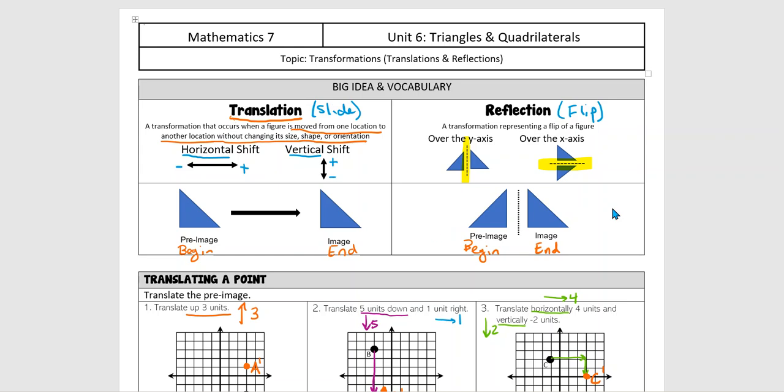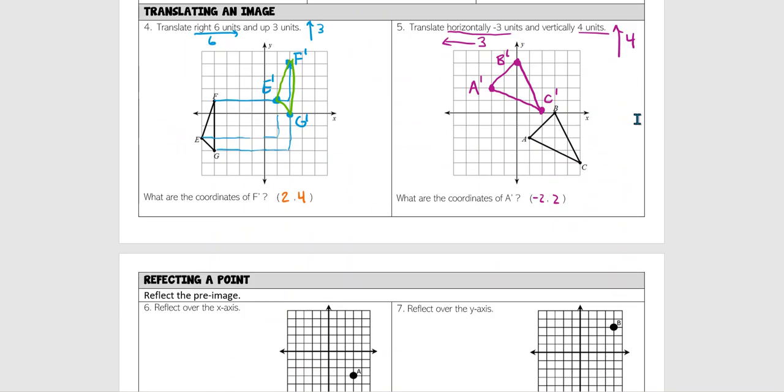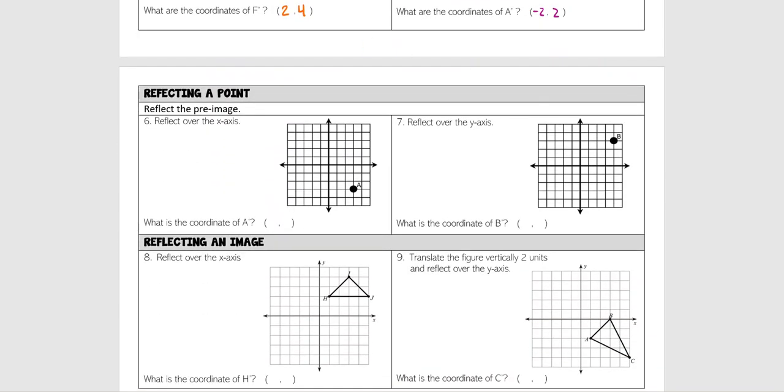Think about turning the pages of a book or looking in the mirror, and it looks a little different than what we started with. So if we come down here and look at our reflection, it's always going to be important to note which axis we're reflecting over. So for this one, it says reflect over the x-axis. So I'm going to highlight the x-axis. It's incredibly important that we know where we're going here.